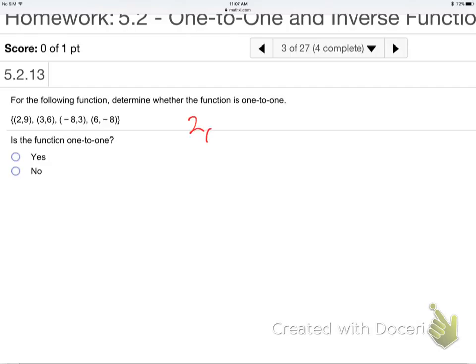So I'm just going to write 2, 9, 3, 6, -8. I just wrote it vertical. It's a little easier vertical. One thing to one thing. So there's no repeating. What would repeating be? It would be like if there was 6 and it also went to 7. That'd be the same thing going to two different things. That'd make it a no. Something like that. So this one's a yes.